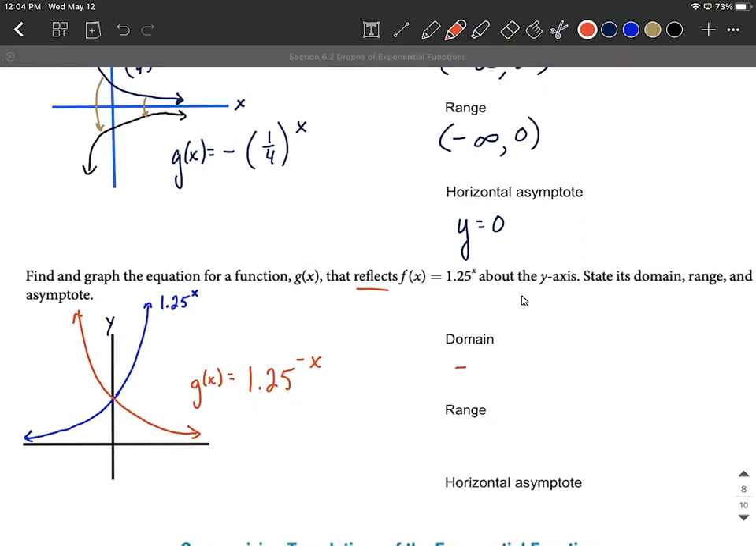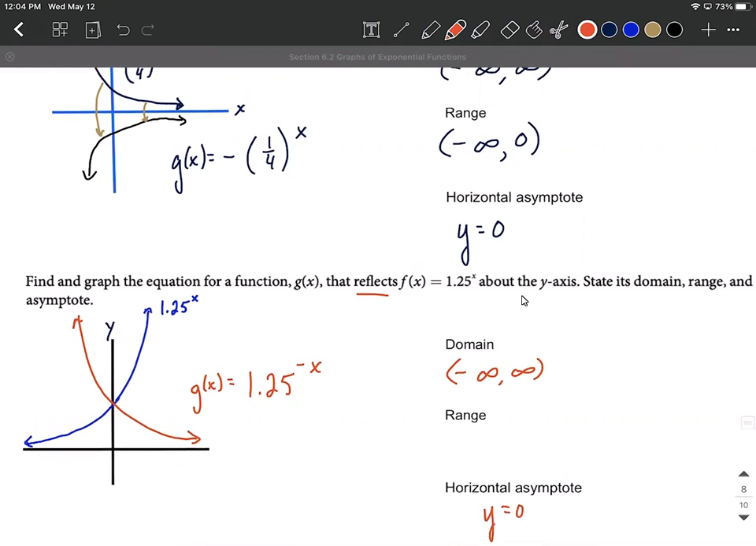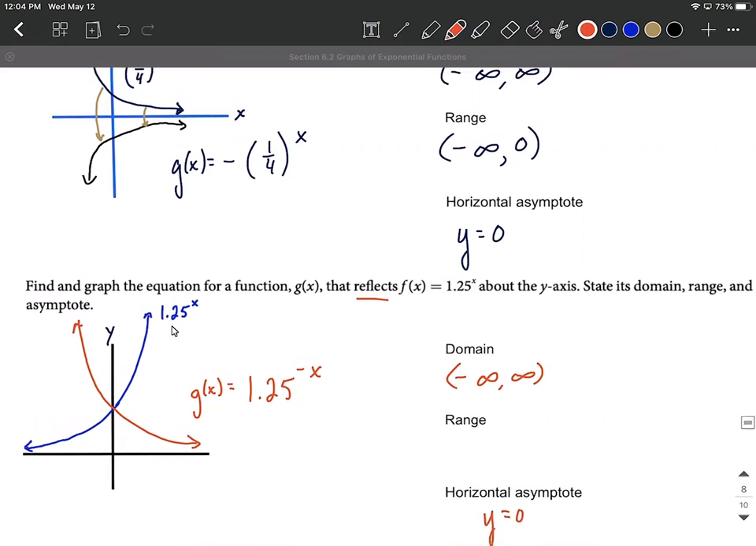Now, as far as identifying the domain, it's still going to be negative to positive infinity, as it is with all of these exponential functions. Our horizontal asymptote is still going to be at the x-axis. But instead of getting close to it at the left-hand side, our graph is going to get close to the x-axis on the right-hand side. So we're going to use y equals 0 to indicate the x-axis.